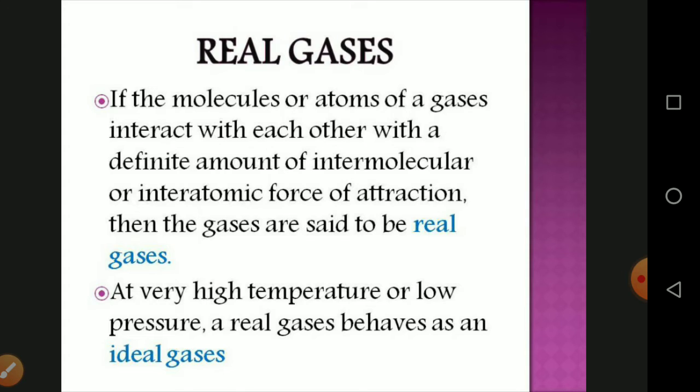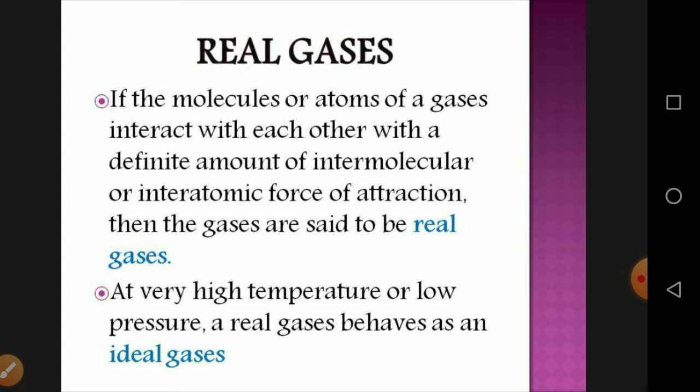At a very high temperature or low pressure, a real gas behaves as an ideal gas, because in these conditions there is no interatomic or intermolecular force of attraction.